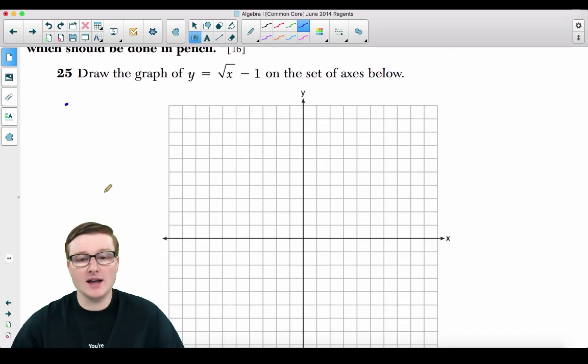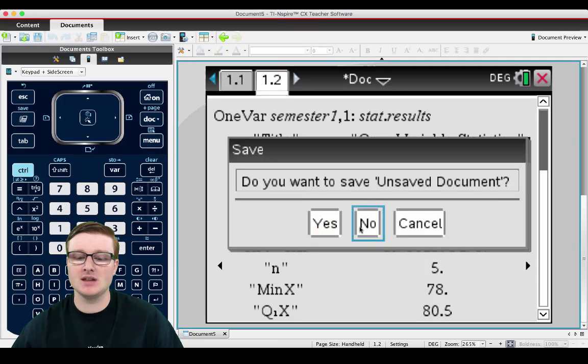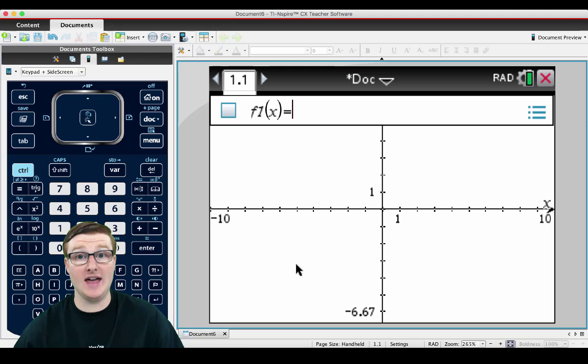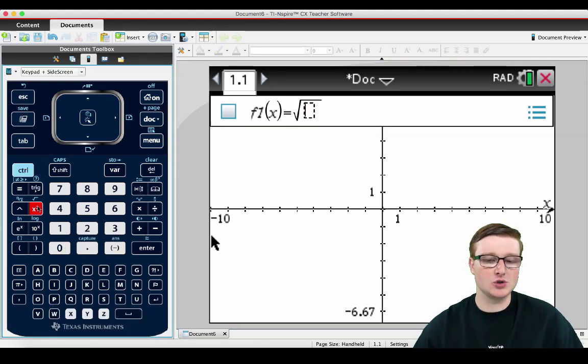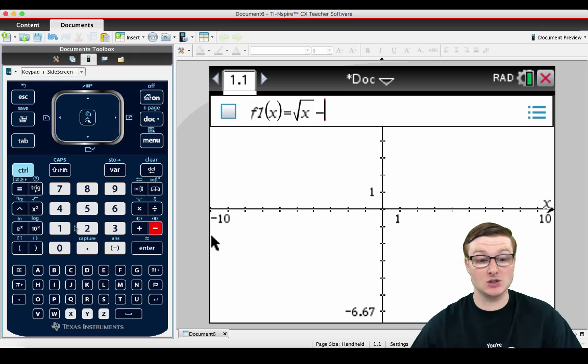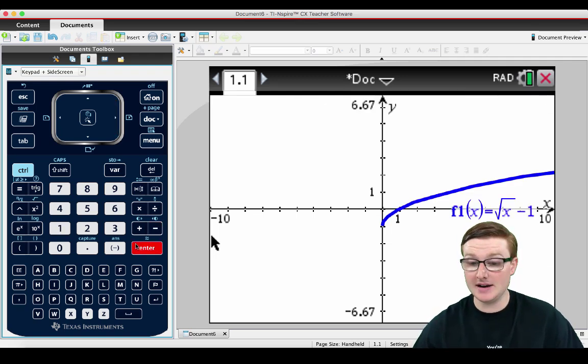Draw the graph of y equals the square root of x minus 1 on the set of axes below. So first and foremost, you're going to go to your calculator, and you are going to graph that function. So control square root of x, make sure that you escape out of the square root, minus 1. All right, and there it is.